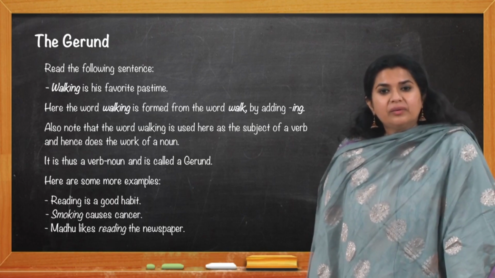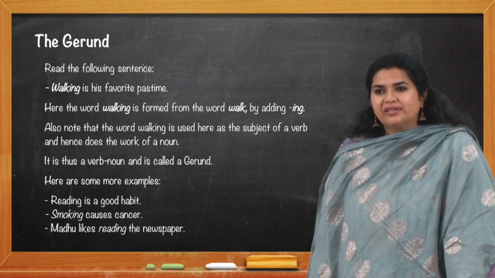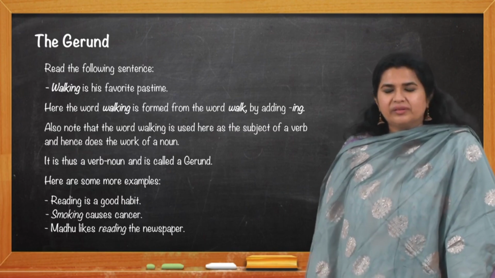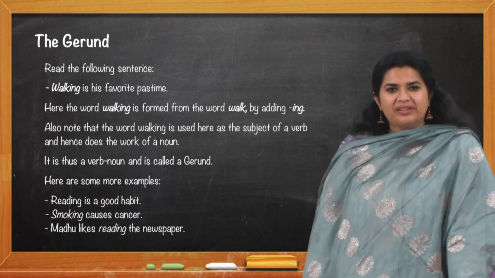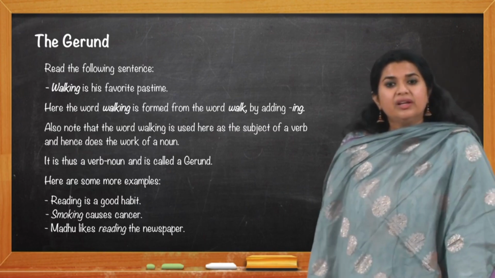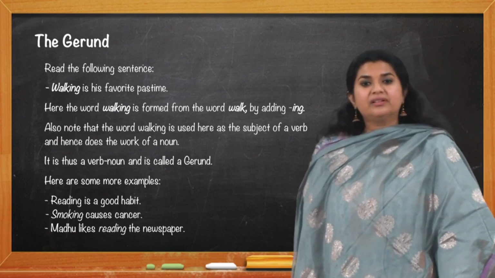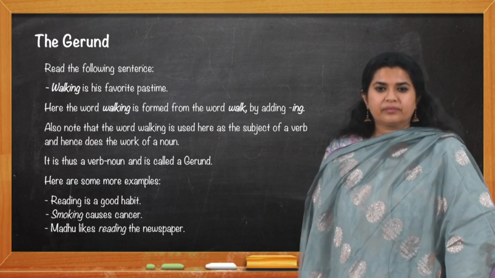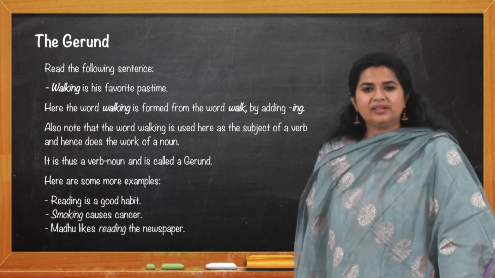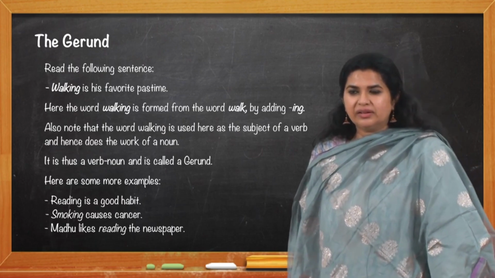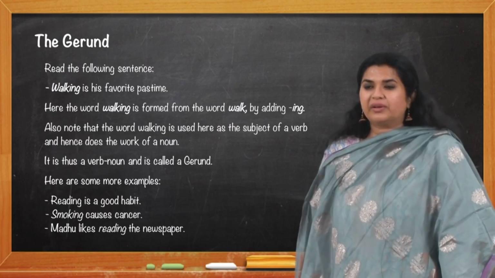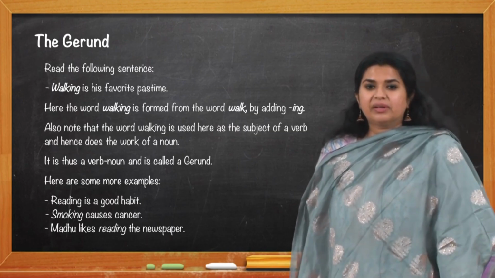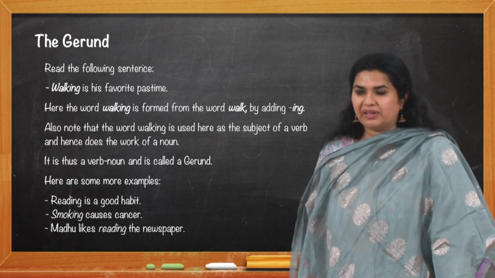A gerund is a verb noun, and therefore it is often called the verb noun. Here are some more examples. Reading is a good habit, smoking causes cancer, Madhu likes reading the newspaper. See, reading the newspaper here is not a present continuous. Madhu likes to read the newspaper, that is the sense here.